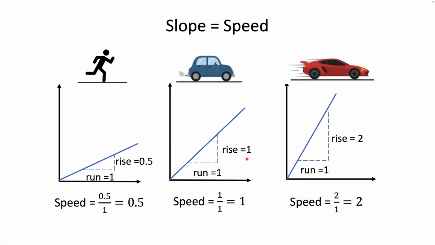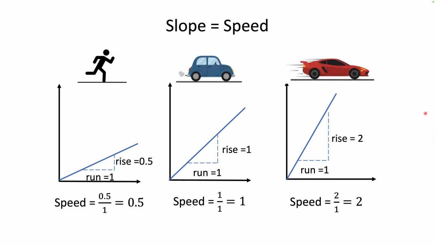Another familiar thing related to slope is speed in our daily lives. A man is running. When a man runs, his speed is 0.5. An old car has a speed of 1, and a fast car has a speed of 2. We can say that as the speed increases, the steepness also increases on the graph. Therefore, we can say that speed is slope. The speed increases, the slope also increases.